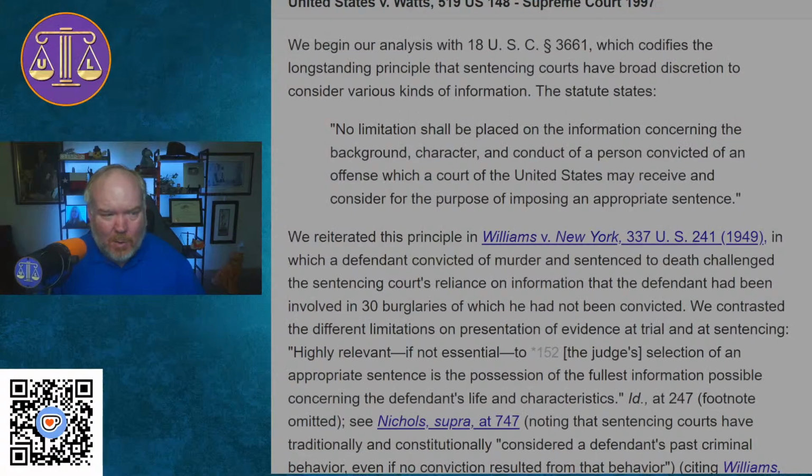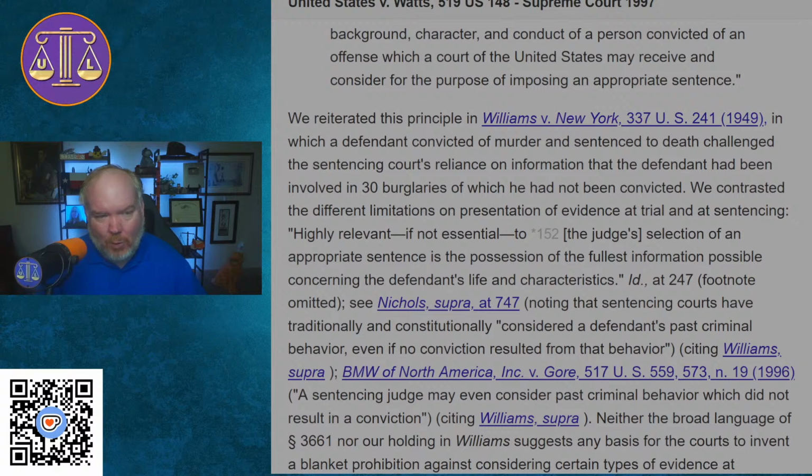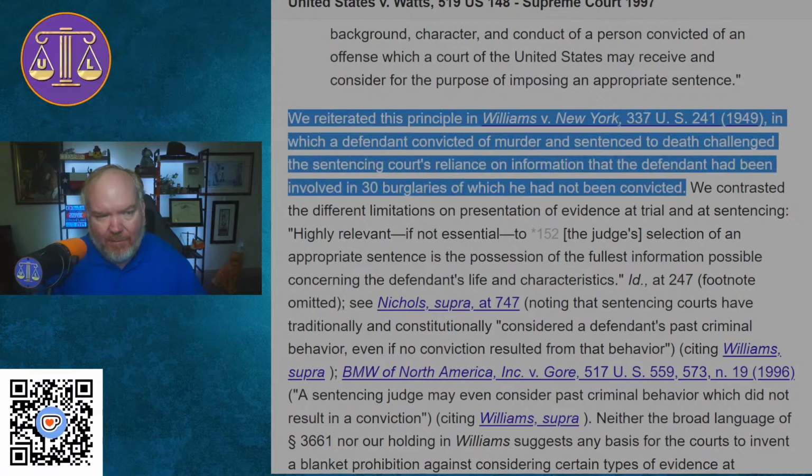going to go, right? We reiterated this principle in a case called Williams versus New York, in which a defendant convicted of murder and sentenced to death challenged the sentencing court's reliance on information. Defendant had been involved in 30 burglaries for which he had not been convicted. So in 1949, the U.S. Supreme Court also had a similar issue. Hey, this guy did a murder. We don't really like murder, and he was sentenced to death. Well, actually, it's not clear whether the jury did or not, because at this point in history, juries weren't necessarily required. Someone sentenced him to death. We're not sure who.